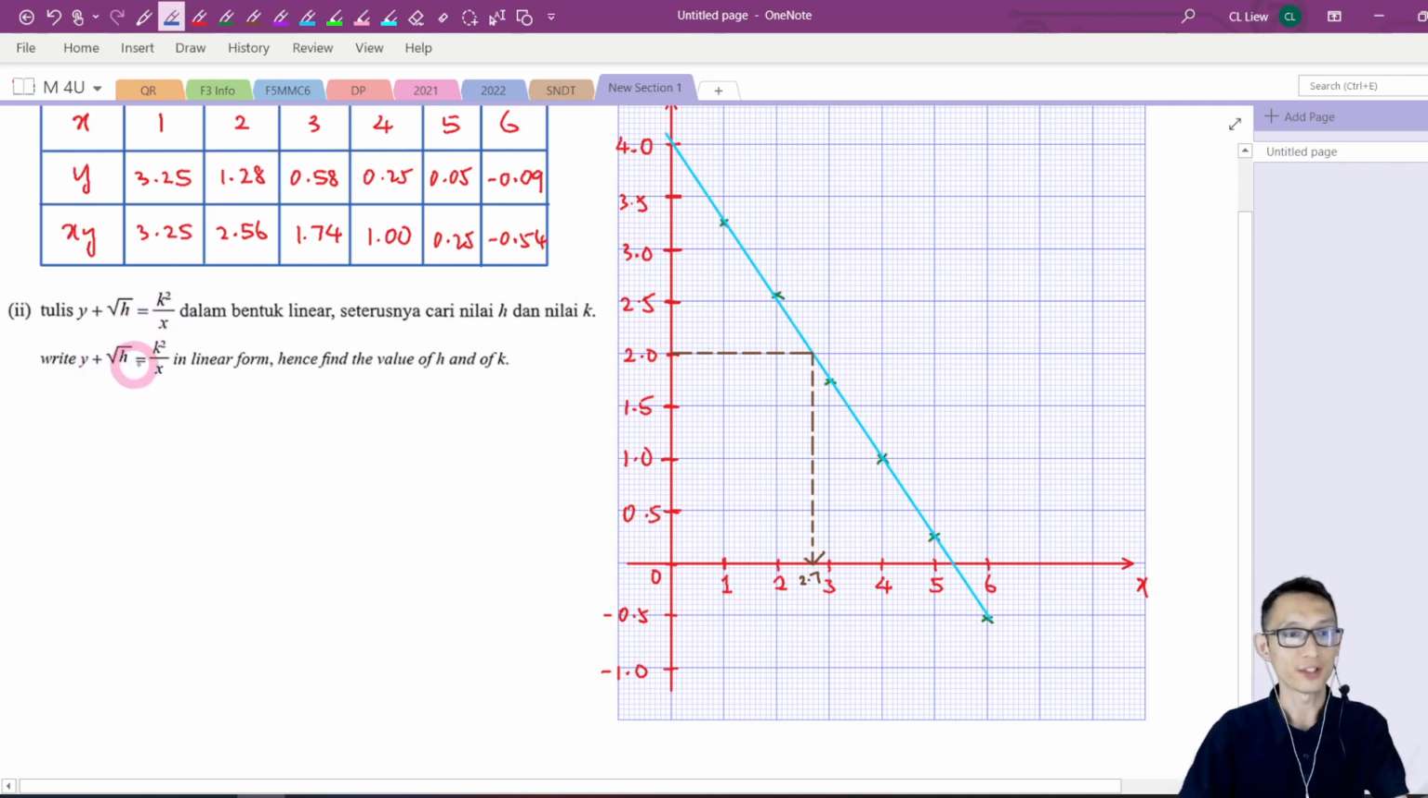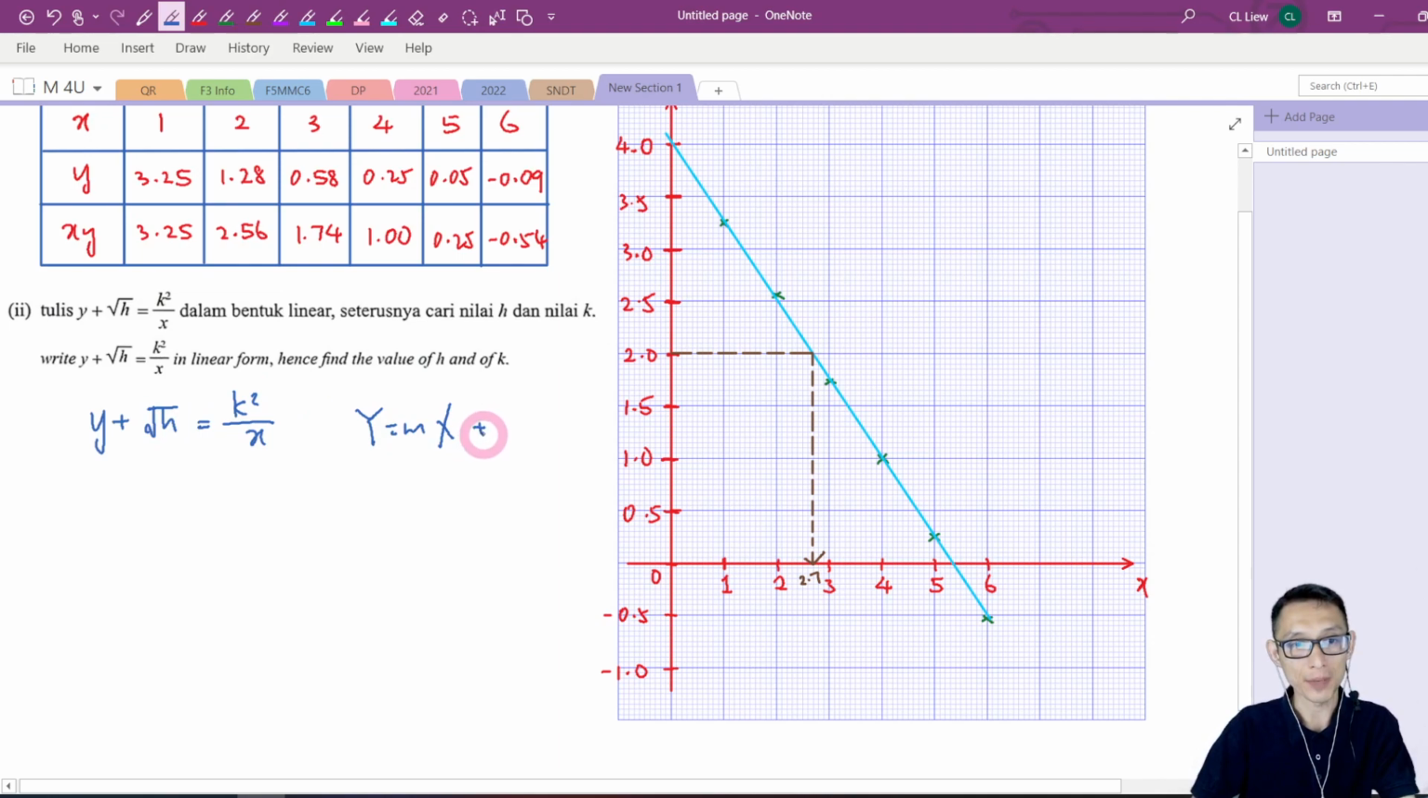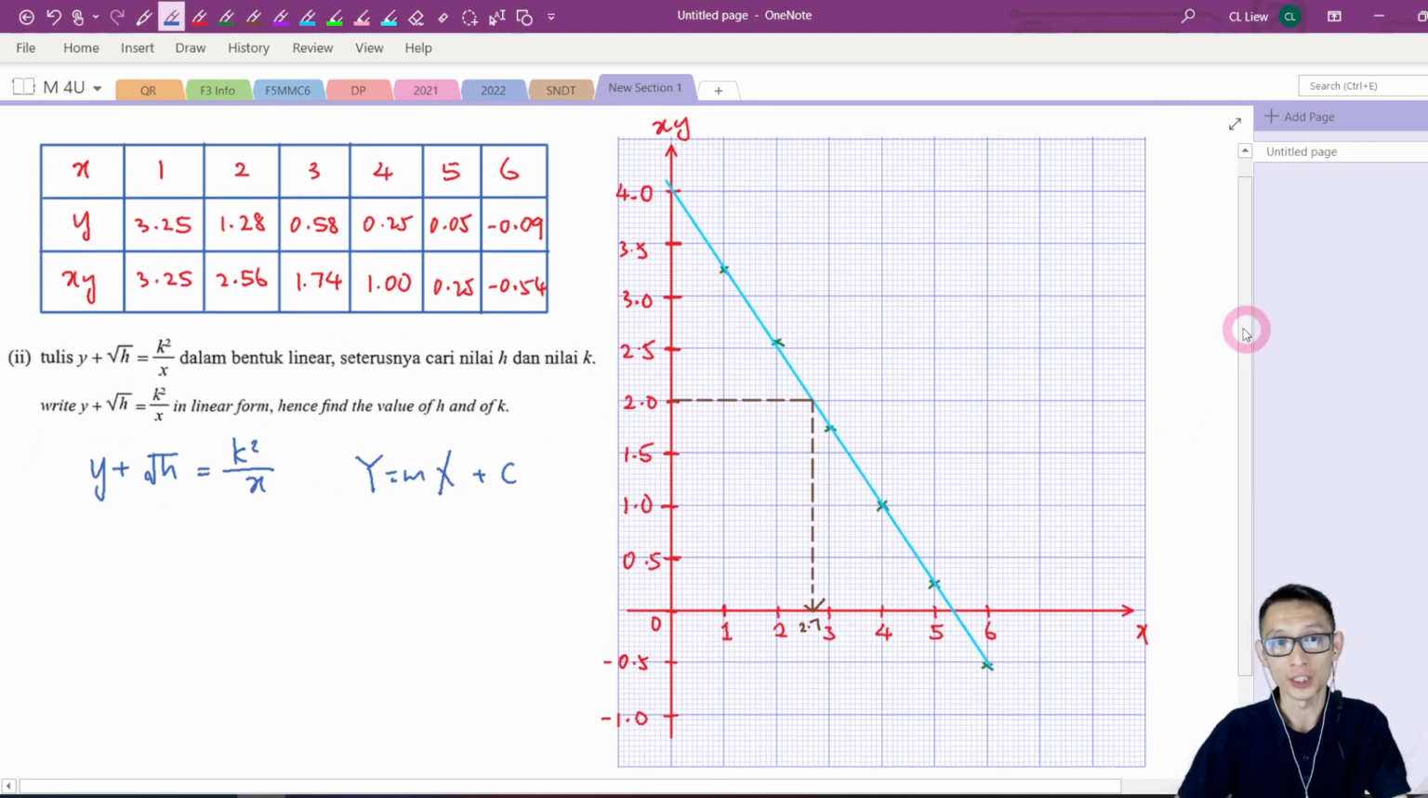We want to write this in linear form. We want to reduce it to linear form, hence find the value of h and k. Okay, y plus square root of h is equal to k squared over x. So we want to reduce this to the form y equals mx plus c. So how to deduce this? It depends on what graph the question asks you to draw. The question asks you to draw xy against x, right?